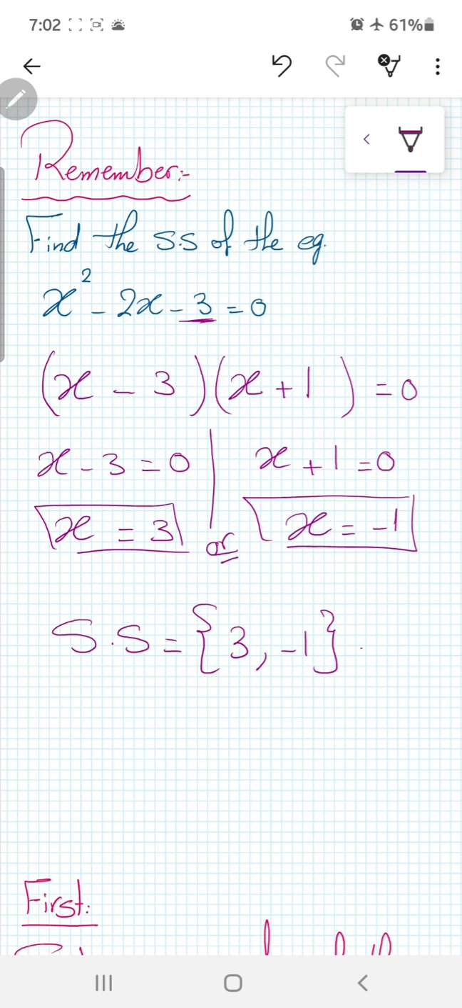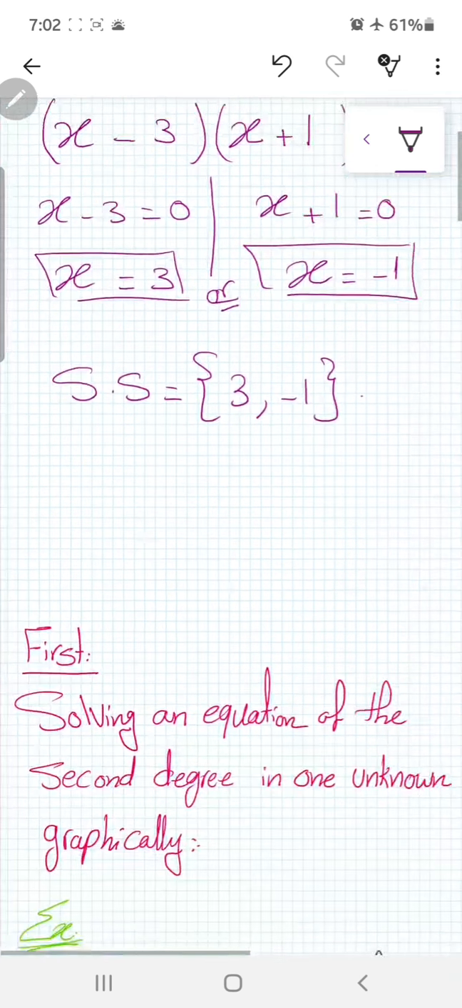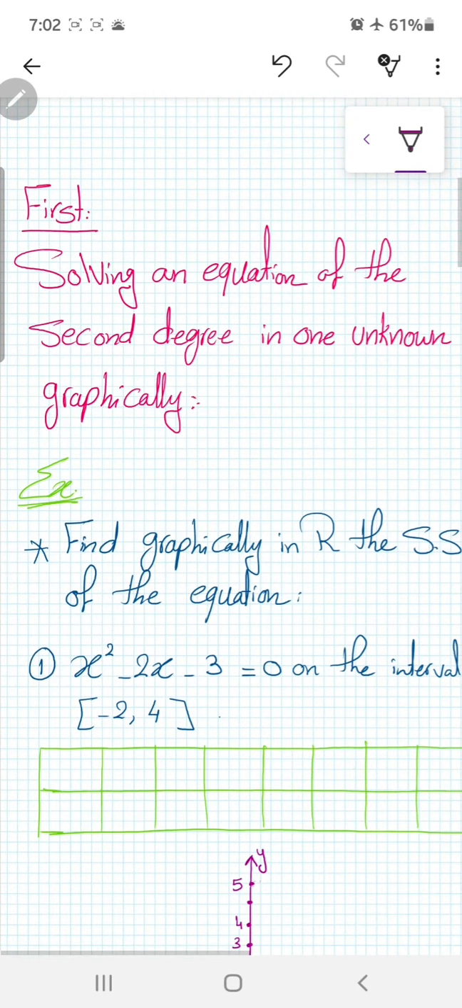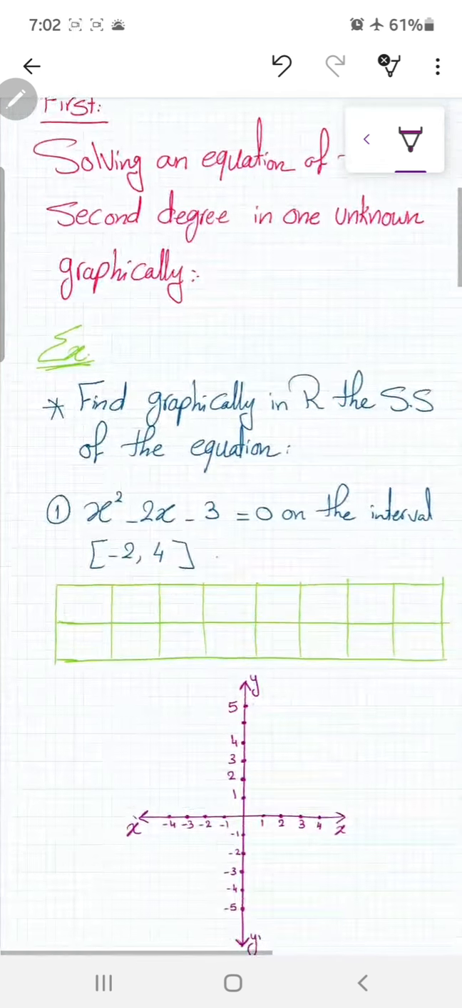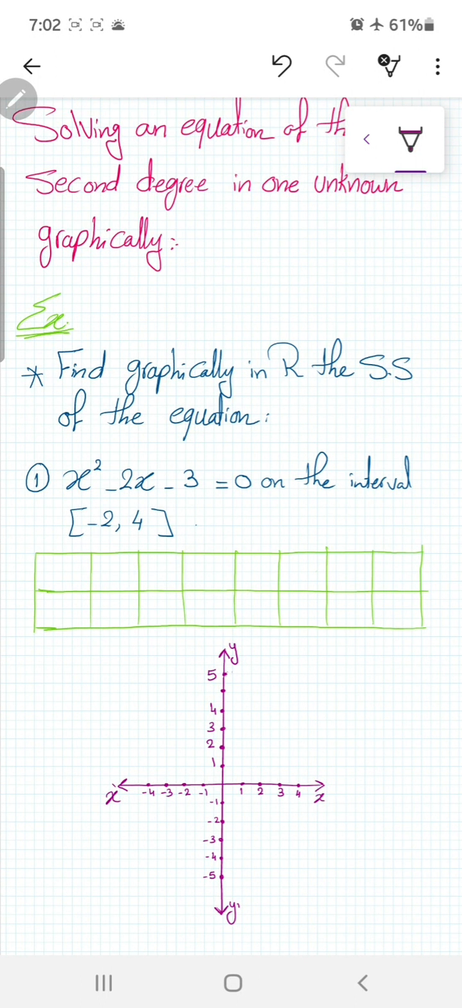Inshallah, our lesson today is how to solve an equation of second degree, but by using another method. Okay, how? First, graphically. We want to solve an equation of second degree, or quadratic equation, graphically. We studied in first term how to graph an equation of second degree. First, we draw a table. We have here the interval negative 2 to 4. So we have here x and y, which is f of x.